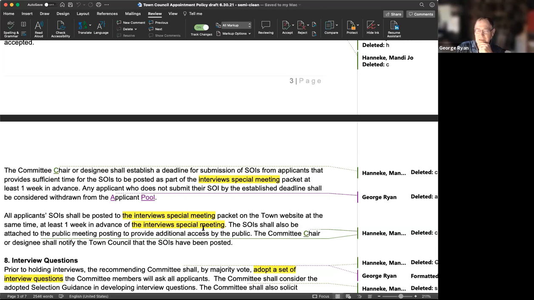And the individuals being interviewed will certainly understand when the body meets that they're going to serve on it. You don't have to actually have it during the actual time. So I guess as I think about it, I really feel like this is getting a bit too prescriptive. And we should just say, SOI is posted as part of the interview, or it should really be posted as part of the meeting in which the interviews are held, is my feeling. But I'm one voice here.